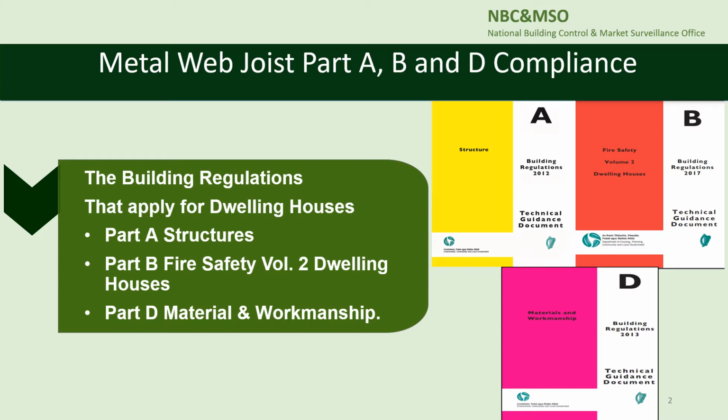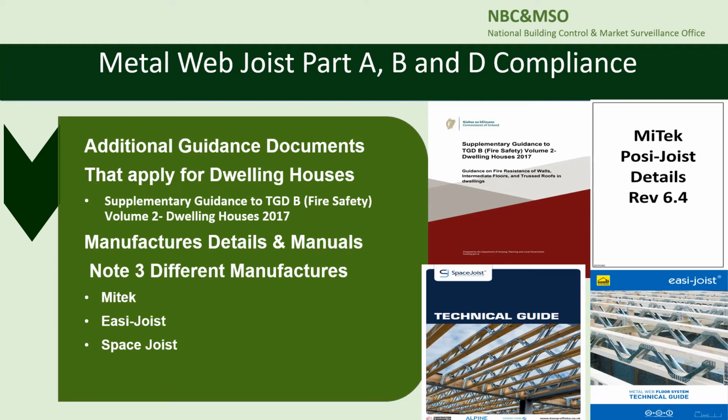houses: Part A, Structure; Part B, Fire, Volume 2, Dwelling Houses; and Part D, Materials and Workmanship. There are additional guidance documents that the designer should also review: Supplementary Guidance to Technical Guidance Document B, Fire Safety, Volume 2, Dwelling Houses 2017, and Manufacturer's Details and Manuals. It should be noted that there are three different manufacturers: MIEI, Easy Joist, Space Joist, and their details and guidance may vary slightly.